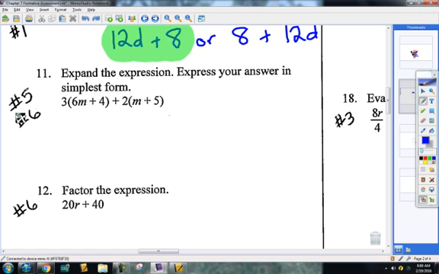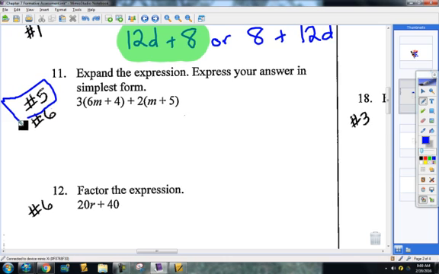Learning target 5 is simplifying. That's truly what we're doing on this problem, where we are simplifying. So if you do the simplifying right, if you get the answer right, you'll get learning target 5 right. Learning target 6, that is the expanding or distributing. Everybody got that?